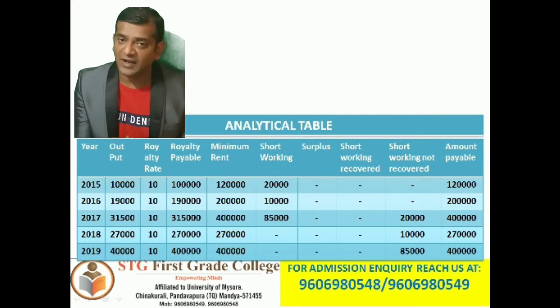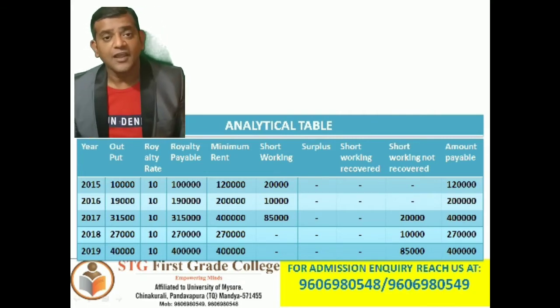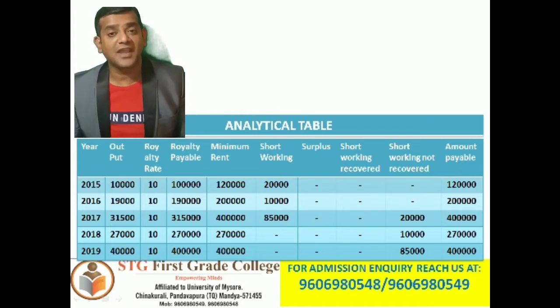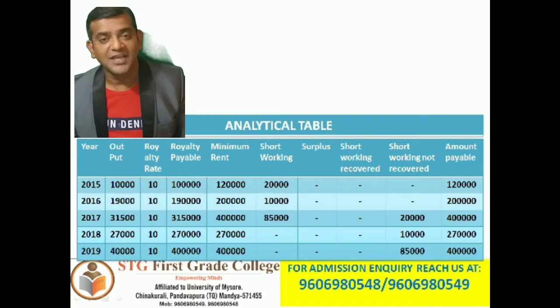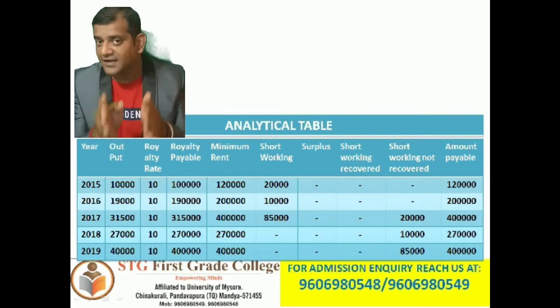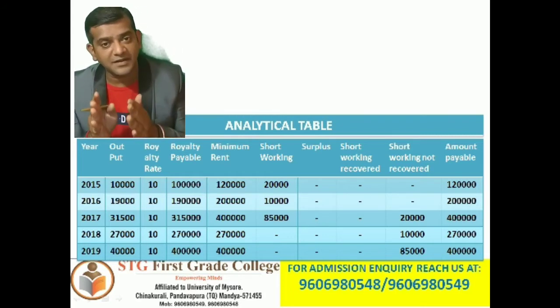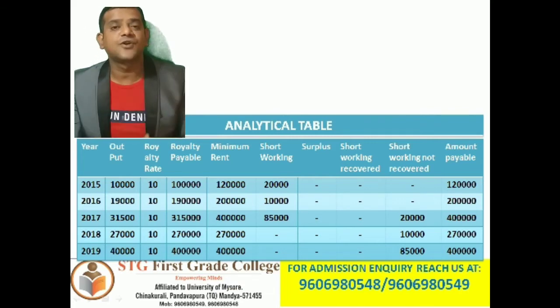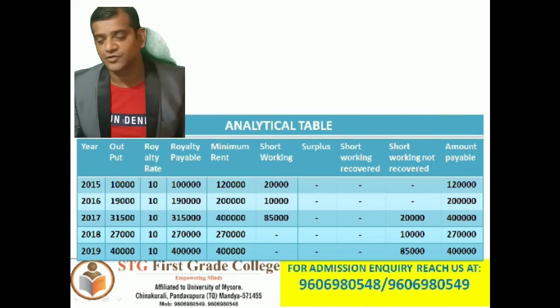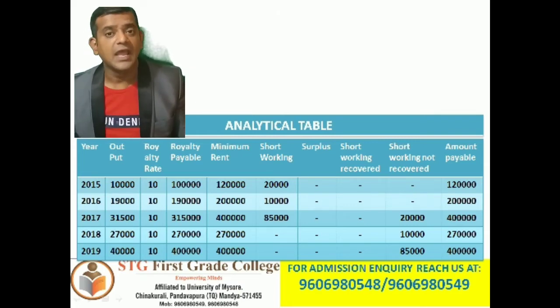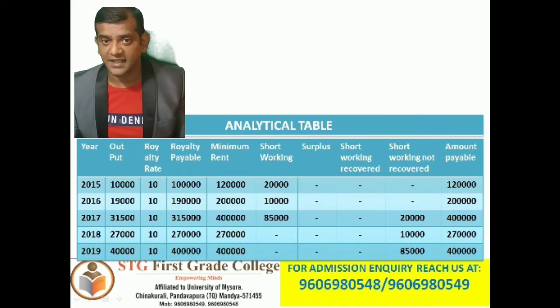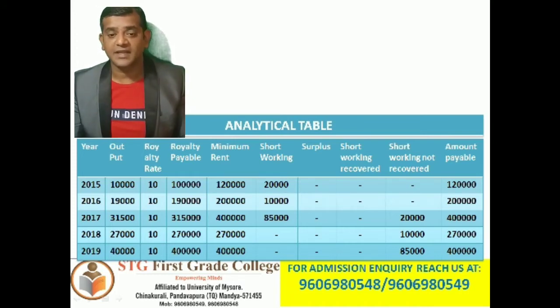Now compare royalty payable and minimum rent. Which one is greater? Minimum rent. Yes. So again there is a shortage. Correct? So how much is the shortage? Minimum rent minus royalty. Minimum rent is 4 lakh minus royalty 3,15,000 rupees. So short working is 85,000 rupees. How much short working? 85,000 rupees is the shortage in that particular period.